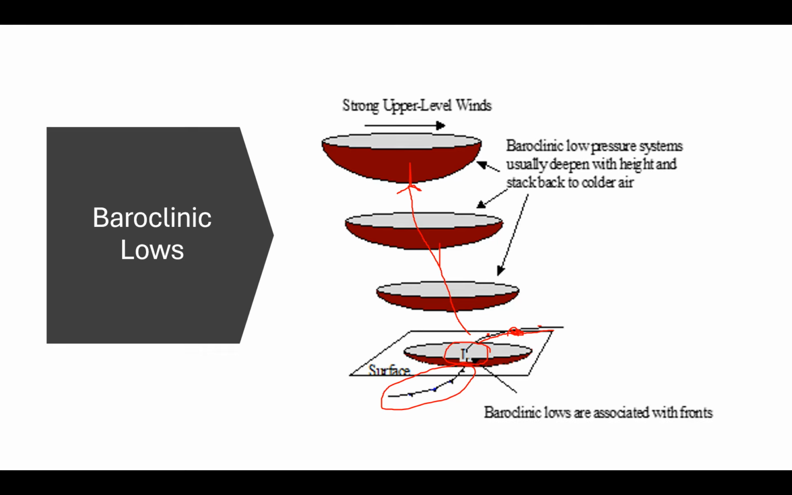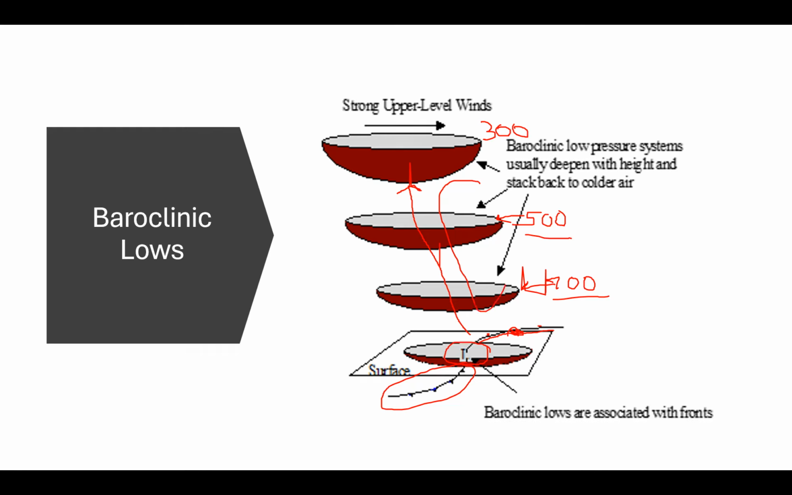So let's just say that this is our 700 millibar level here. We'll label it 700. This is our 500 millibar level, right here. And then let's say this is our 300 millibar level. So you see how things stack back towards colder air aloft above these surface lows. Now the 700 and 500 millibar levels, that's associated with our shortwave troughs.